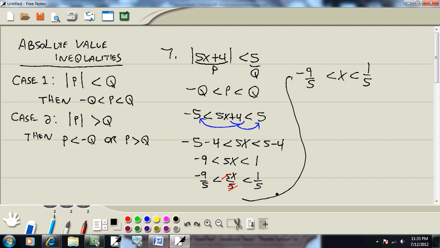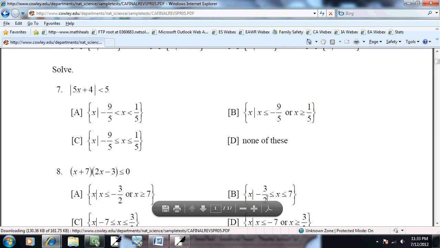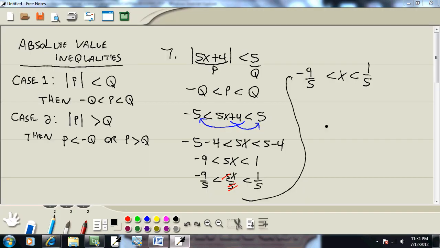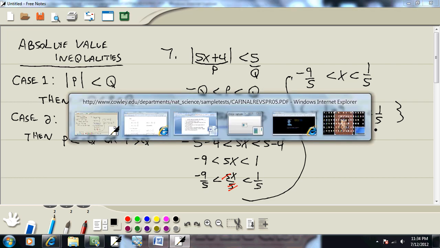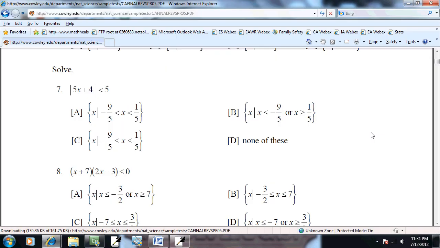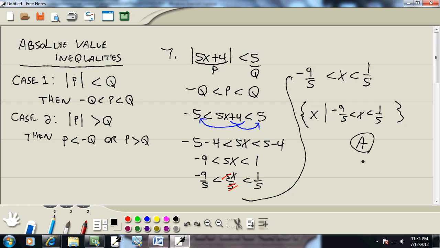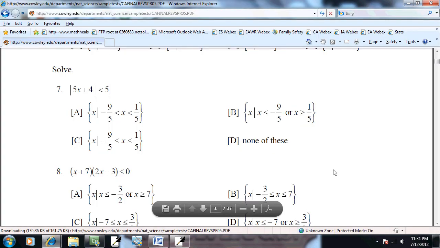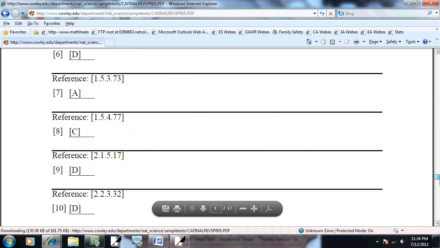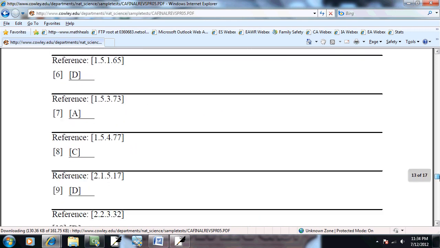Now let's see what kind of format they want it in. Interval notation, set builder. Set builder is easy. You put curly brackets around all of it. Put the variable we're dealing with, x, with a vertical bar, and then you put the rest down. This is a set of all x values such that this is true. So x negative 9/5 less than x less than 1/5. Looks like A is our answer. So 7A. And that checks.